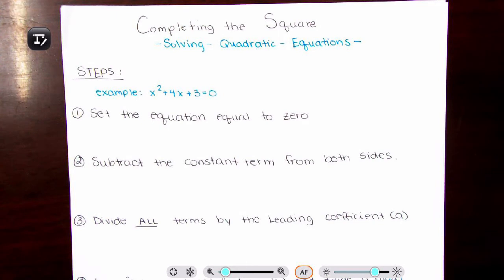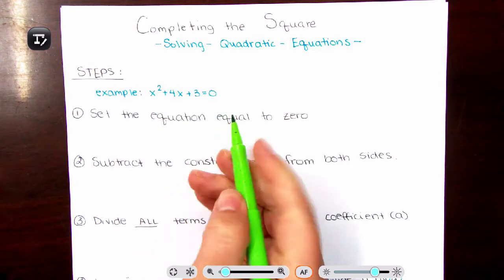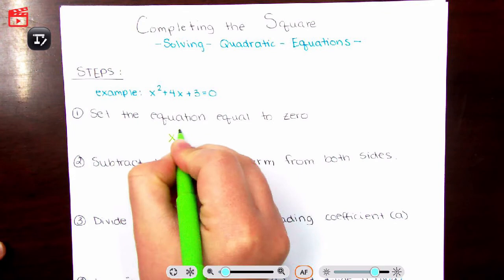Let's get started. Now, we are going to be working with these steps as well as applying these steps to an example. Our example here is x squared plus 4x plus 3. And since we are solving the equation, it is going to be equal to 0. Step number 1 is to set the equation equal to 0, which we did. So I'm just going to rewrite the equation.